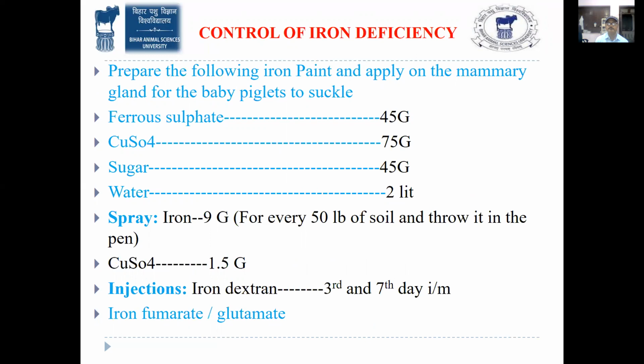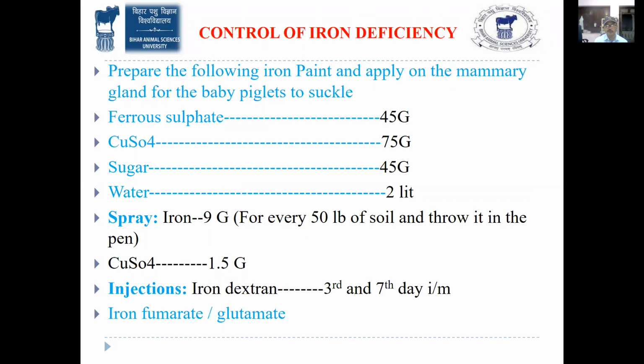For the prevention of iron deficiency in piglets, an iron paint should be prepared and applied on the mammary glands of the sow for the baby piglets to suckle. The mixture will contain ferrous sulfate 45 gram, copper sulfate 75 gram, sugar 45 gram, and water 2 liters. But it should be noted that excess oral iron will cause diarrhea.